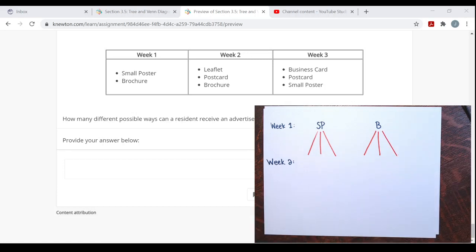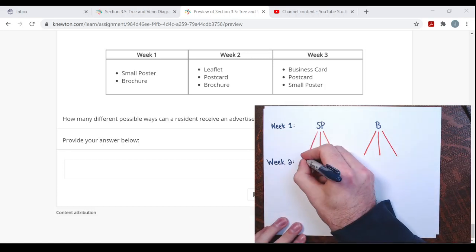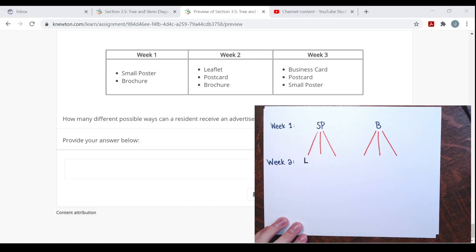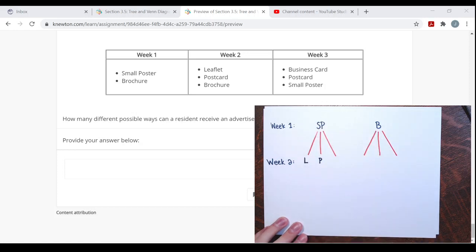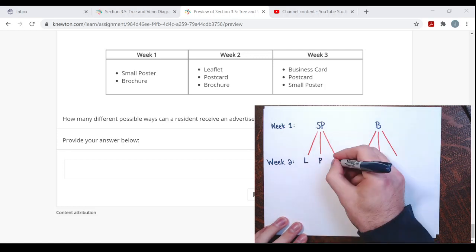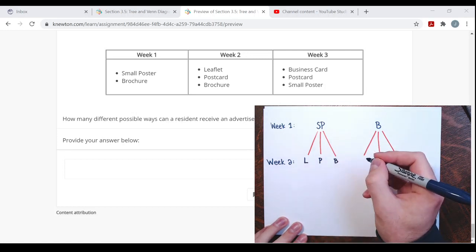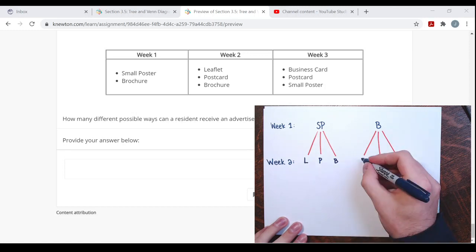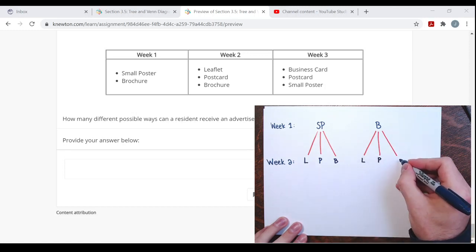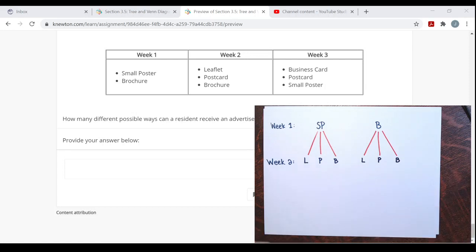So in week 2, you can either receive a leaflet, I'll use L for leaflet, a postcard, so just P for postcard, again SP is for small poster, or a brochure. Again, B represents brochure. So far 6 possible outcomes after week 2. That was 2 times 3, the fundamental counting principle. Just keep multiplying.